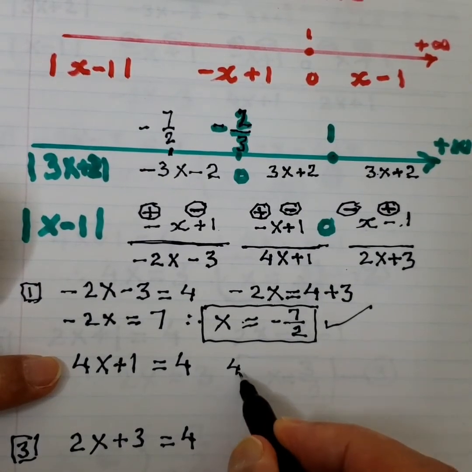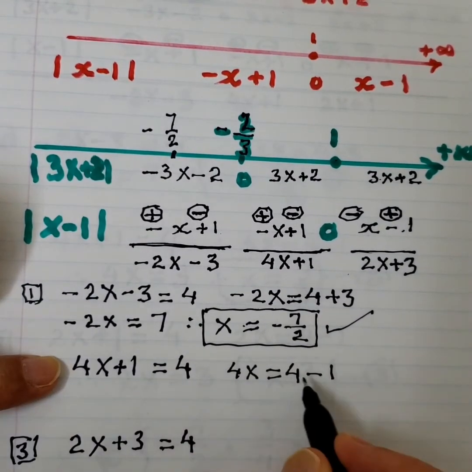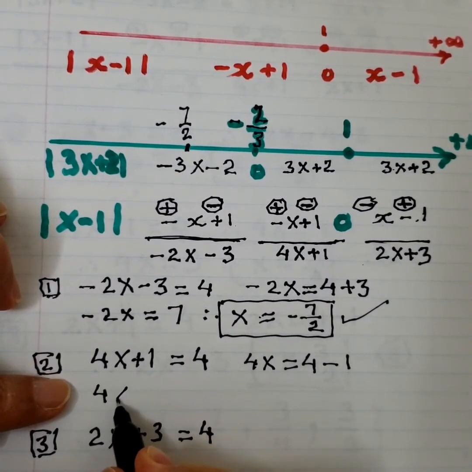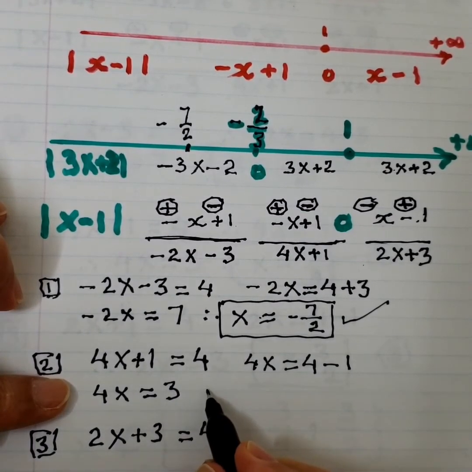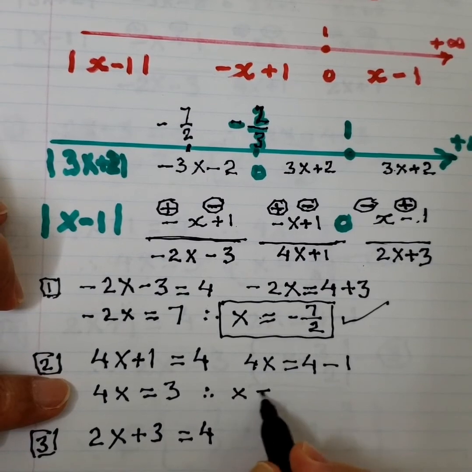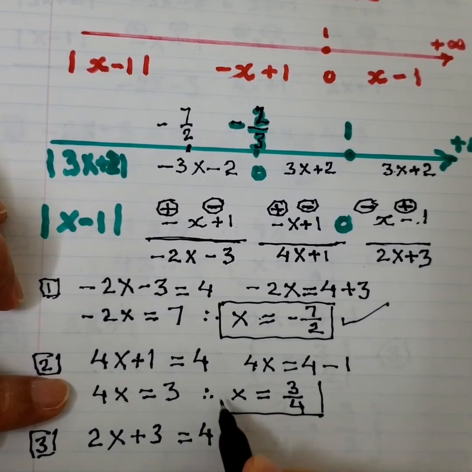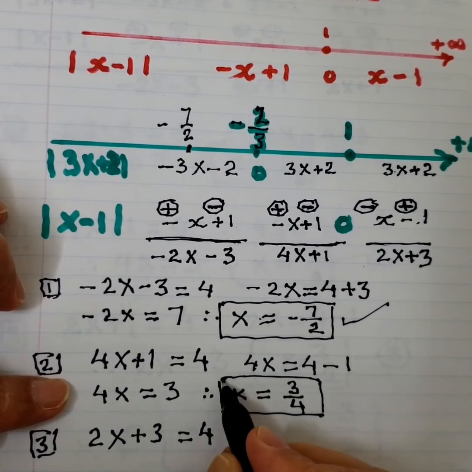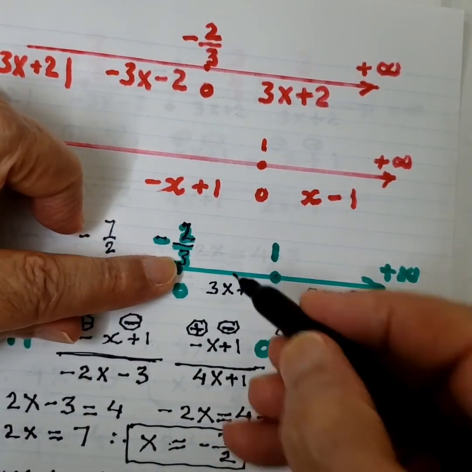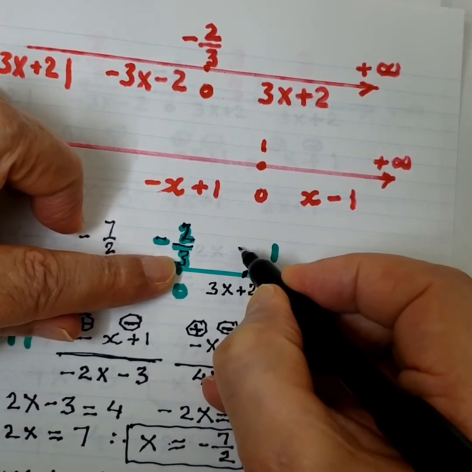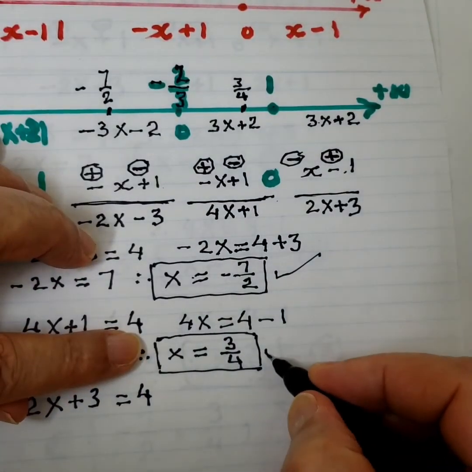Here, 4x is equal to 4 minus 1, because we moved this to the other side. That means 4x is equal to 3. 4 minus 1, that means 3. So x is equal to 3 over 4. Does it lie on the interval of this rule? This rule here, its interval is here. 3 over 4 is less than 1, as you see. So it lies in this interval. So also this answer, we'll accept it.